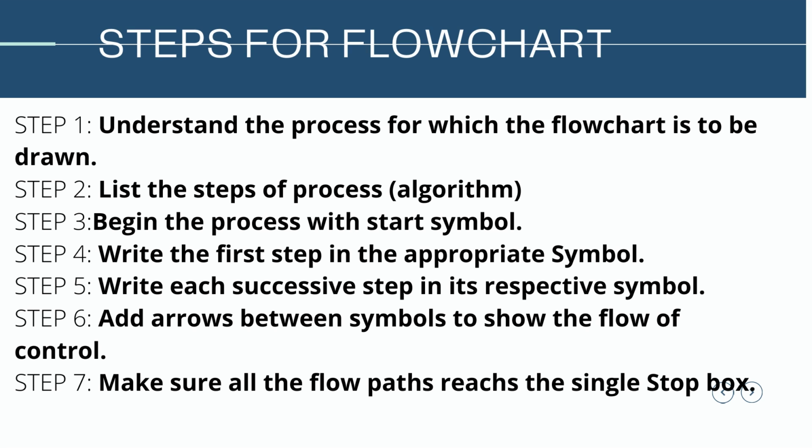The sixth step is to add arrows between all the symbols to show the flow of control, and make sure that all the flow paths reach a single stop box. Whatever the design may be, it should end in a single stop box. The stop box is also an oval shape, like the start box. Remember that the algorithm we write in a flowchart should end in a single stop box.